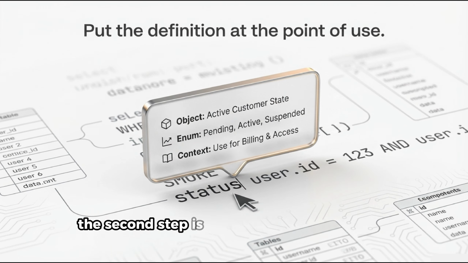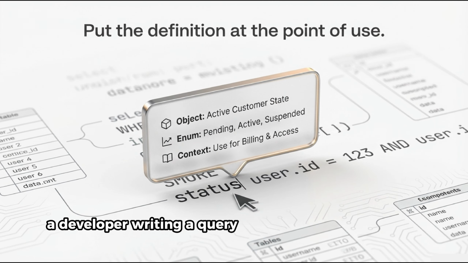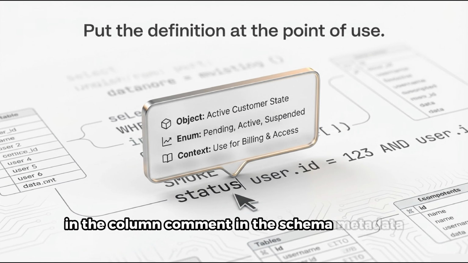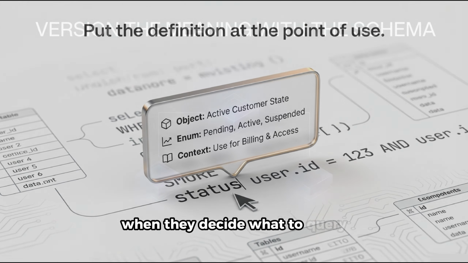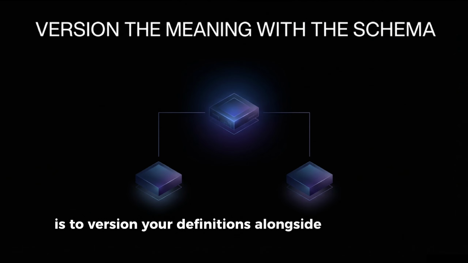The second step is to make definitions visible at the point of use. A developer writing a query against the status column should see its definition before they write a single condition, not in a wiki 3 clicks away. In the data catalog, in the column comment, in the schema metadata, wherever the developer is already looking when they decide what to query.